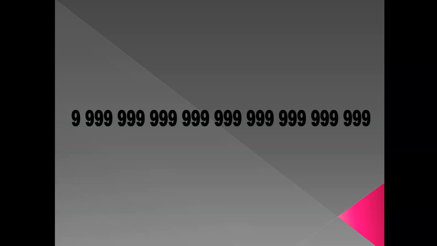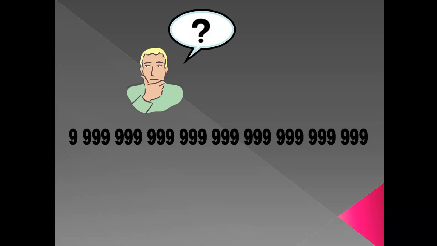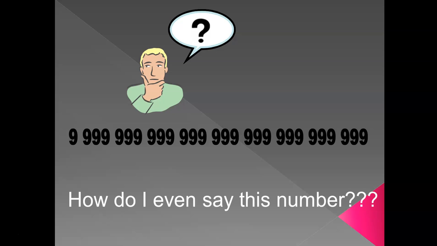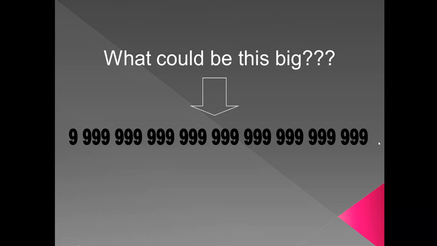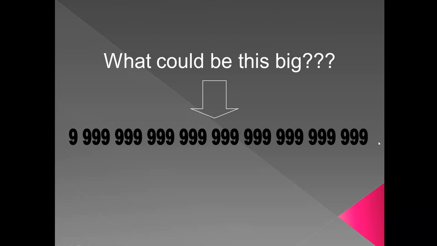Alright, so let's look at this number. Personally, I can't even call this number. Now, how do I even say this number, you know? The calculator only gives me 1, 2, 3, 4, 5, 6, 7, 8, 9, 10, 11, 12 digits, right? And this is way past 12 digits. What could possibly be this big? What number could possibly be this big?